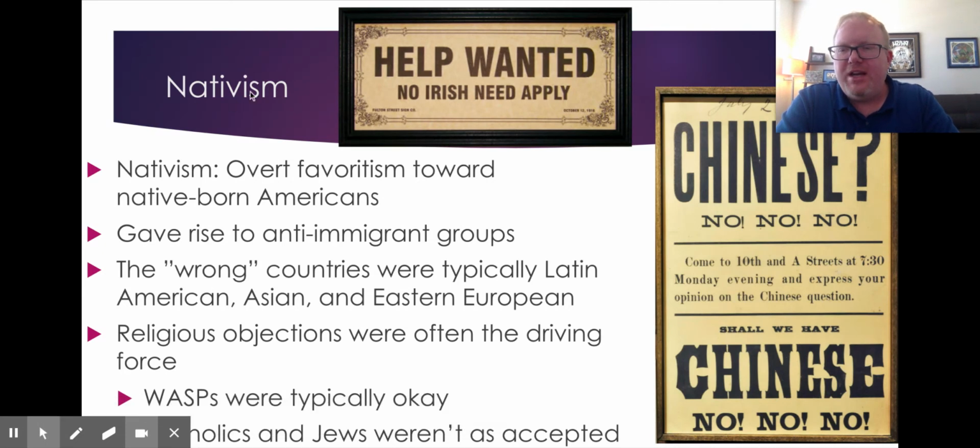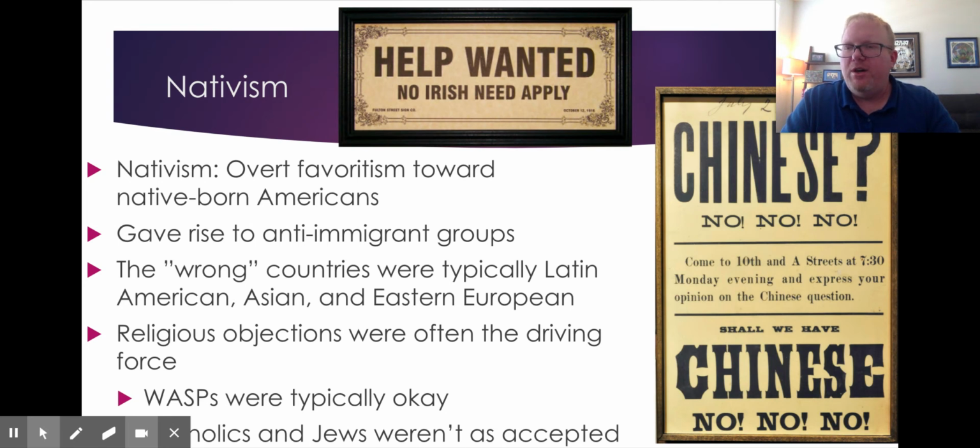So this term nativism, I want to tell you right now, a few of you aren't going to ever pick it up because you're not going to be paying close attention. Don't be that person. Nativism is a term referring to overt favoritism towards native-born Americans, basically favoring native-born Americans over immigrants. And oftentimes it gets into discrimination, and worse.